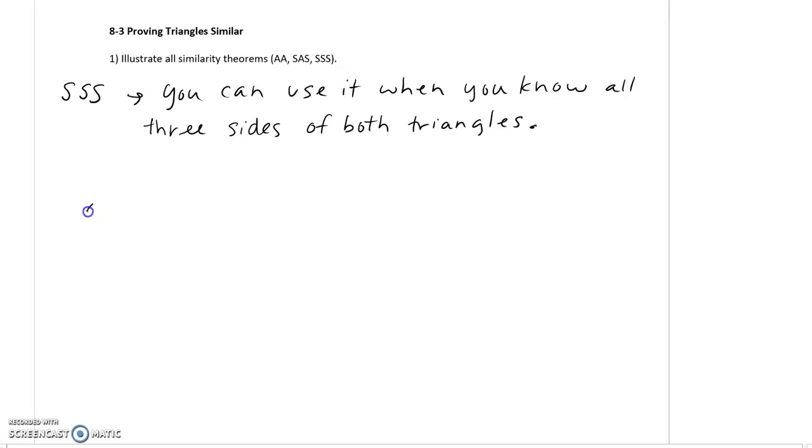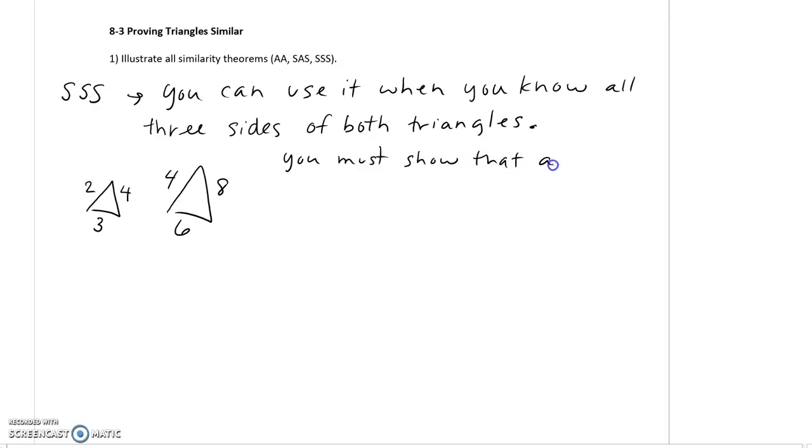So if I have two triangles, in order to use it, I have to have numbers, specifically numbers, on all three sides. Obviously, my drawings are not to scale, but you have to show all three sides. You must show that all three ratios are equivalent.